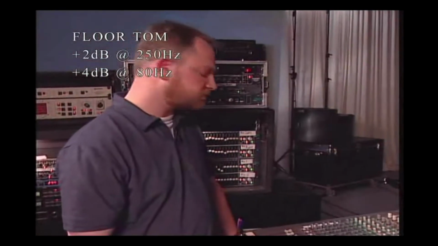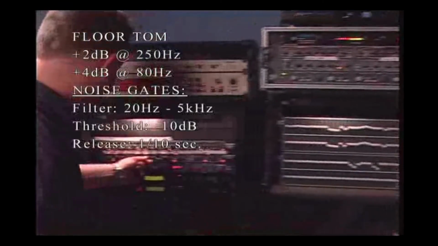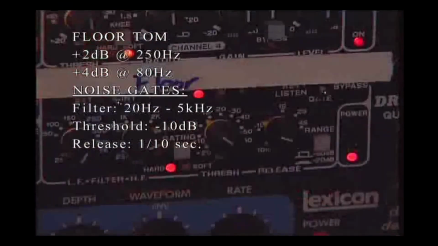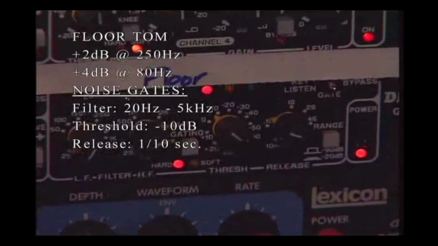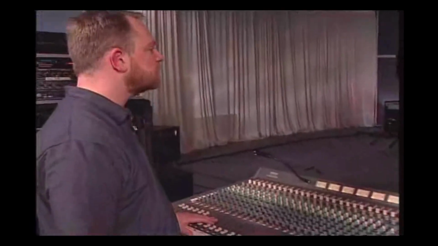What'd you do with the noise gates? Well, I went ahead and set the noise gates to a threshold of -10 dB and a release time of 1/10 of a second. Okay, so all that's left are the overheads. Correct. First I'm going to have him play both the crash, splash, and ride cymbals. Then I'm going to have him play them all together to get bounce and panning in the room. Could I hear your cymbals, please?